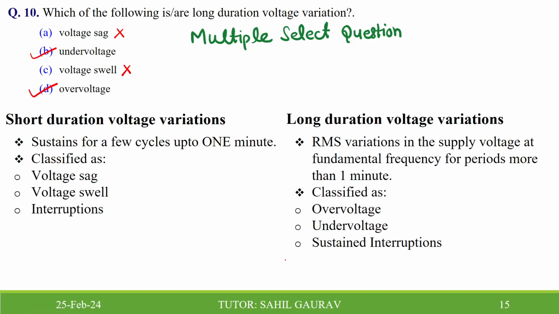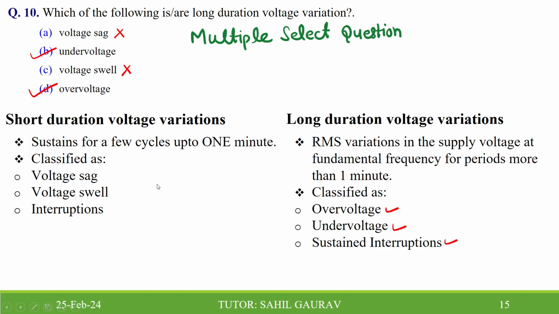And short duration voltage variation sustains for a few cycles up to a minute, and it has been classified as voltage sag, swell, and interruption. In interruption, you can take it as momentary interruption because it is sustained for a few cycles and up to 1 minute. And long duration voltage variation is an RMS variation in the supply voltage at the fundamental frequency for periods more than 1 minute, like over voltage, under voltage, and sustained interruption that sustains for a longer time.